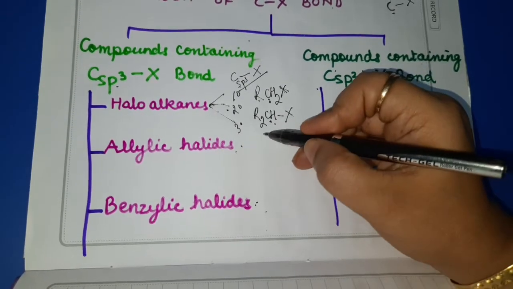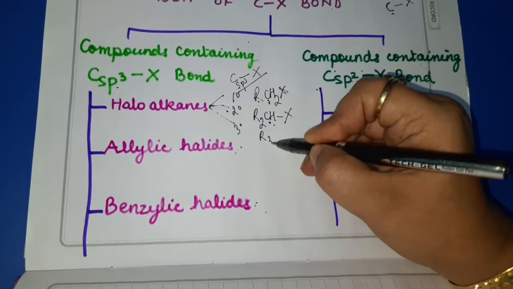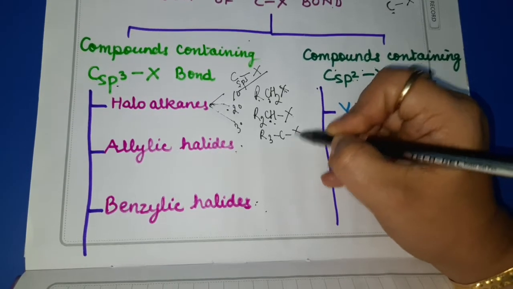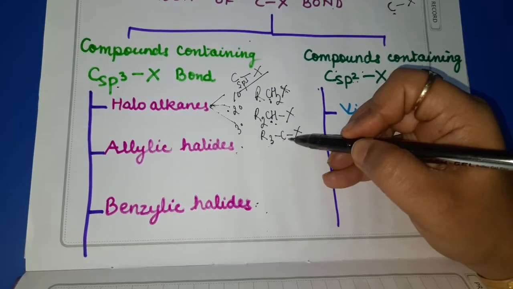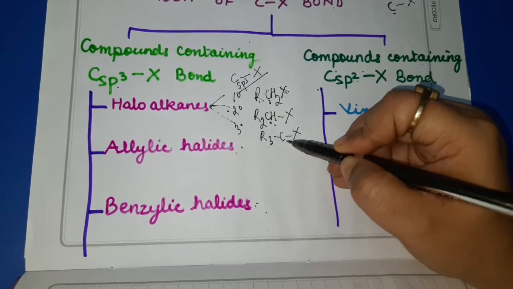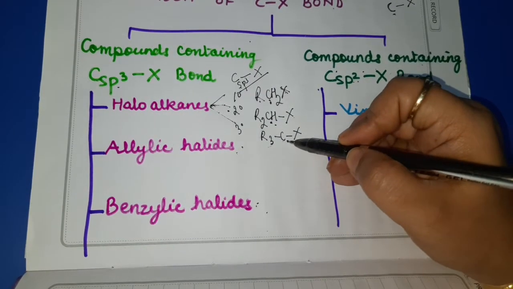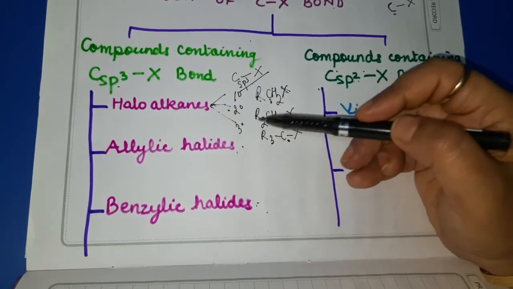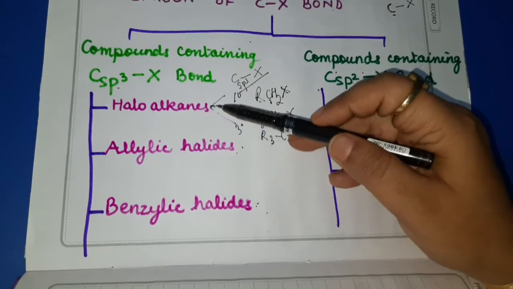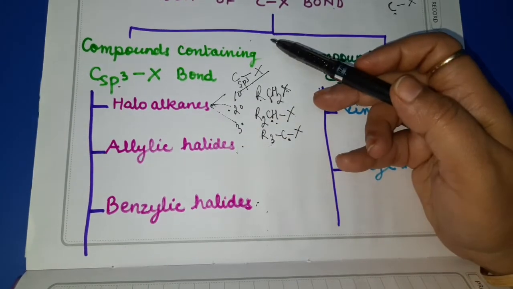3 degree can be represented as R3CX. Here 3 alkyl groups are attached with this carbon, so it is 3 degree carbon, but its hybridization is still sp3. So this becomes the example of haloalkanes or alkyl halides.